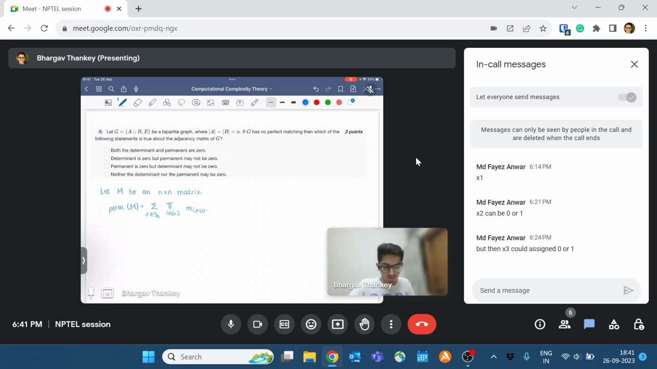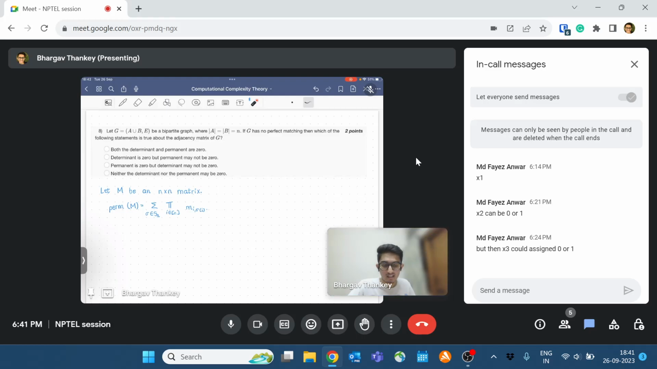Okay. So this is the permanent, and one interpretation of the permanent is as follows: let M be an n cross n matrix whose entries are variables, not numbers. So then this is just a polynomial, right? Yeah, so that is one interpretation of the permanent.